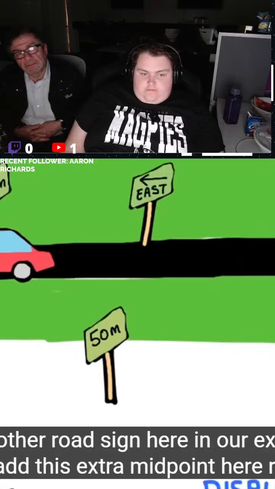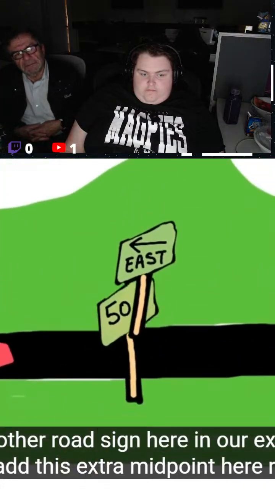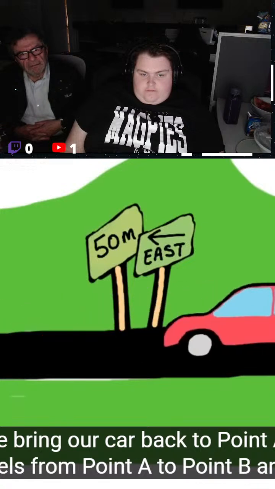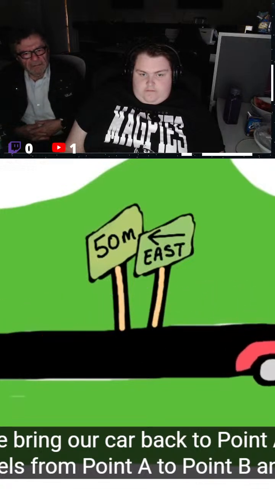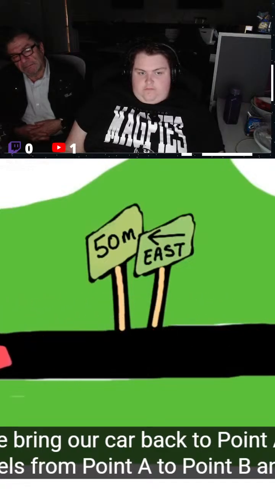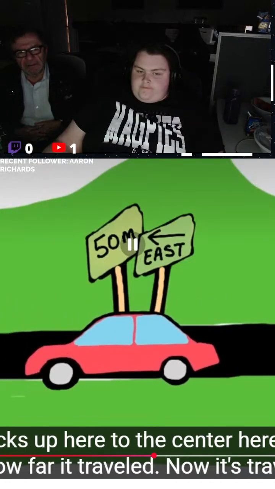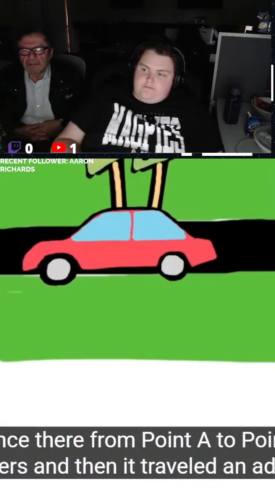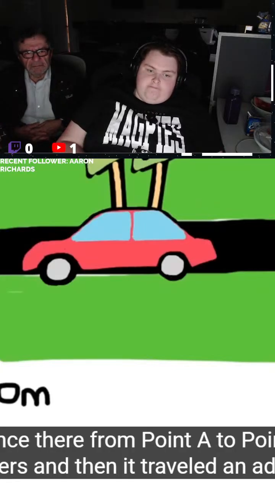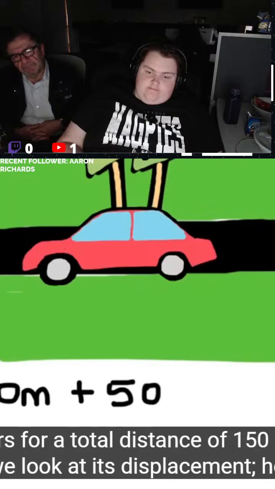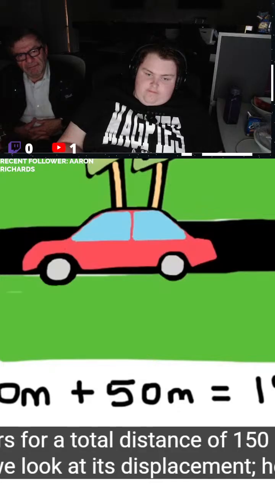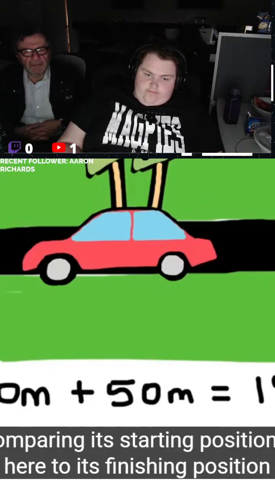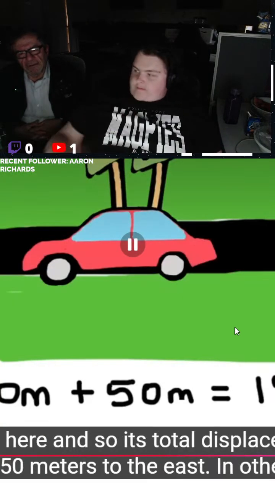Let's add another road sign here in our example. So if we add this extra midpoint road sign, and we'll bring our car back to point A, and if the car travels from point A to point B, and then just backs up here to the center, let's see how far it traveled. Now it's traveled a distance from point A to point B of 100 meters, and then it traveled an additional 50 meters for a total distance of 150 meters. Now if we look at its displacement, however, we're comparing its starting position, which is right here, to its finishing position, which is right here.